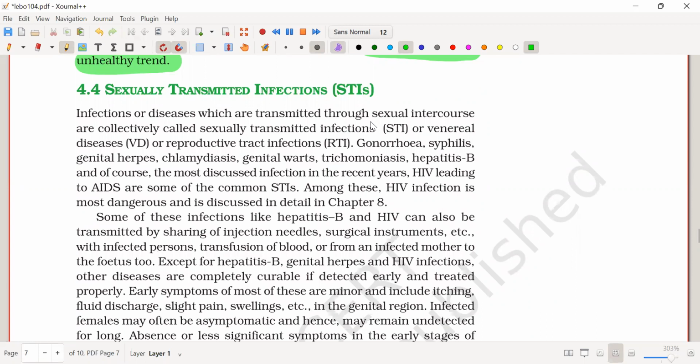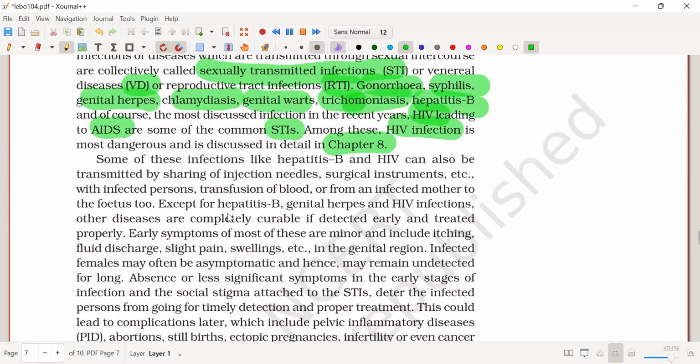Infections or diseases which are transmitted through sexual intercourse are collectively called sexually transmitted infections, STI, or venereal disease, VD, or reproductive tract infection, RTI. Gonorrhea, syphilis, genital herpes, chlamydia, genital warts, trichomoniasis, hepatitis B, and the cause of the most discussed infection in recent years, HIV, leading to AIDS, are some of the common STIs. Among these, HIV infection is most dangerous and is discussed in detail in Chapter 8. Okay, Chapter 8, HIV, detail.